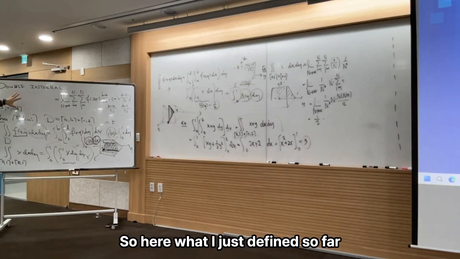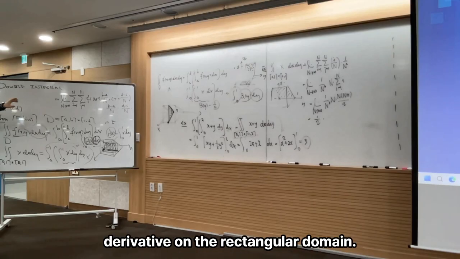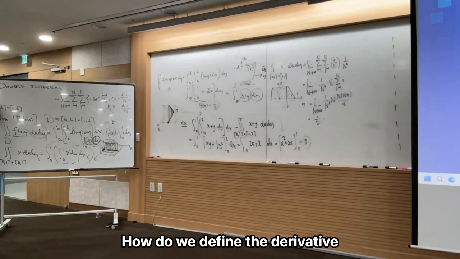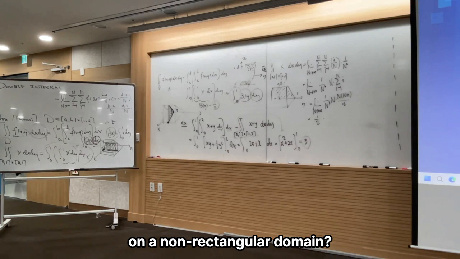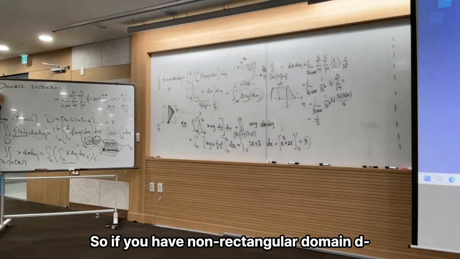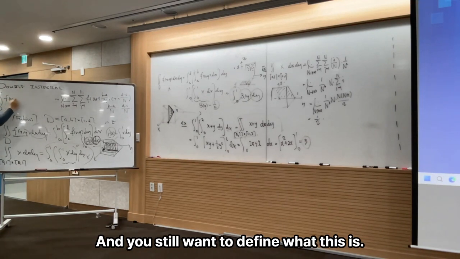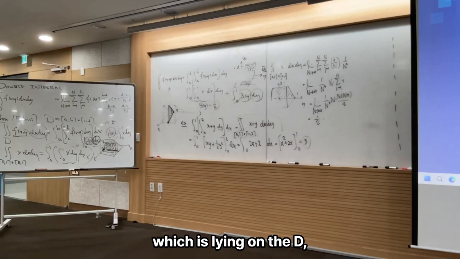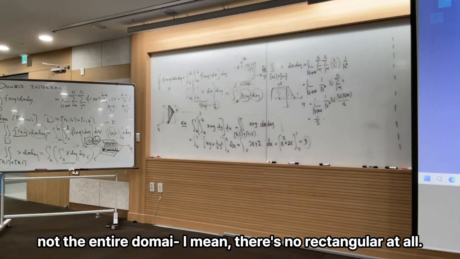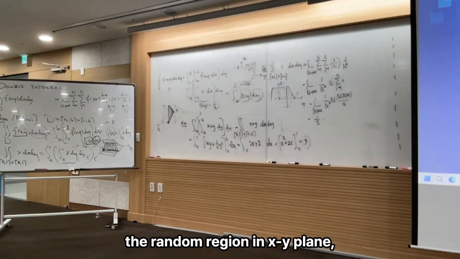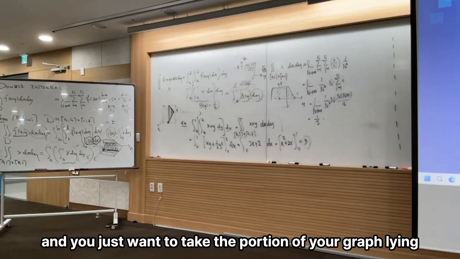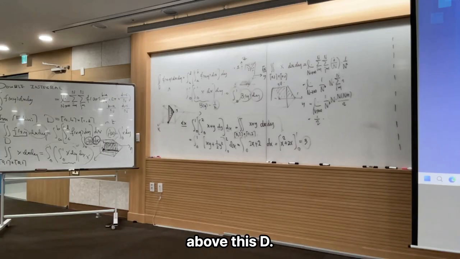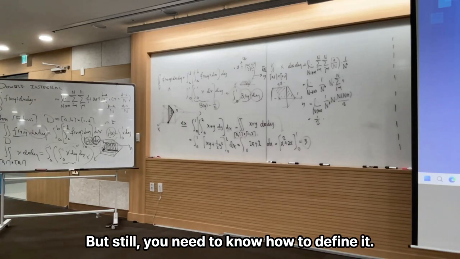So what I just defined so far is the double integral on a rectangular domain. How do we define the integral on a non-rectangular domain? If you have a non-rectangular domain D, and you still want to define what this is, you only want to look at the graph of the function lying over D, not the entire domain. D is just a random region in the xy plane, and you just want to take the portion of your graph lying above this D. But still, you need to know how to define it.